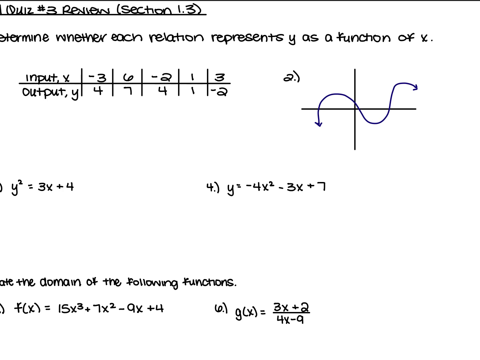The first section in your review goes over determining whether each relation represents y as a function of x. So with number 1, you're given a table that has input values and output values. Remember, your input is your x, your output is your y. So with these, your x values cannot repeat. So if we look at those x values, you have -3, 6, -2, 1, and 3. None of those values repeat themselves, so this one is a function.